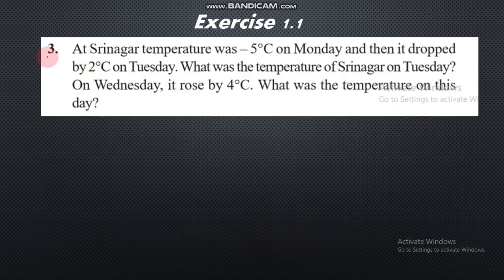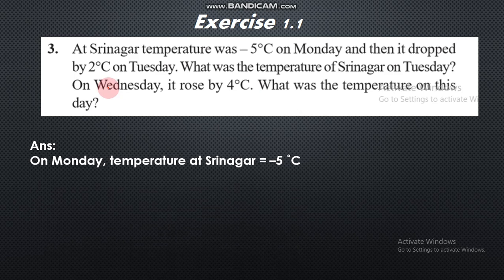So question 3 from exercise 1.1 is: At Srinagar, the temperature was negative 5 degrees Celsius on Monday and then it dropped by 2 degrees Celsius on Tuesday. What was the temperature of Srinagar on Tuesday? Now, on Wednesday, it rose by 4 degrees Celsius. What was the temperature on this day? I suggest you read this example again to understand it better.